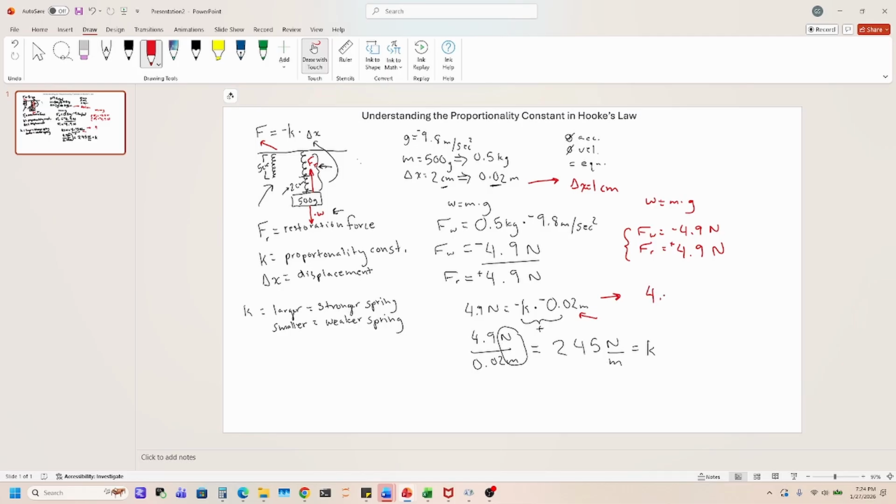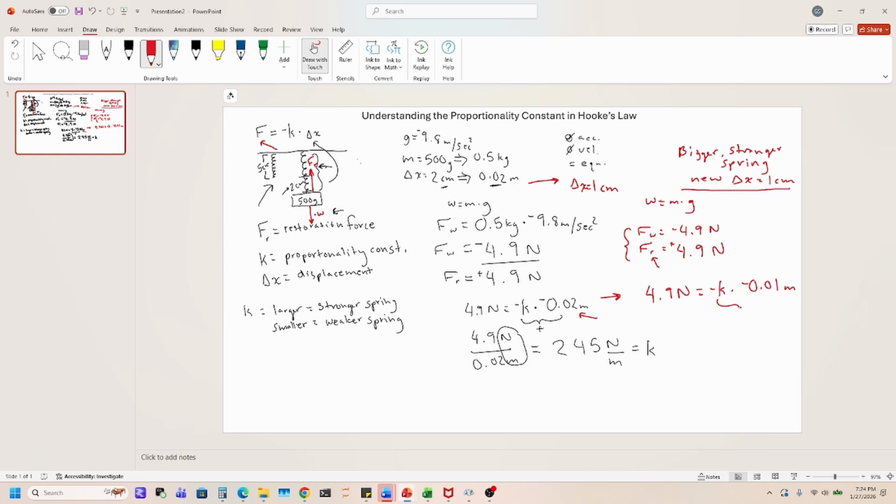So let's plug things in. 4.9 newtons for our restoration force is equal to our negative K times negative 0.01 meters. That's for that 1 centimeter. Okay, so let me just label this bigger, stronger spring. New delta X is 1 centimeter. Just so things will stay straight here.